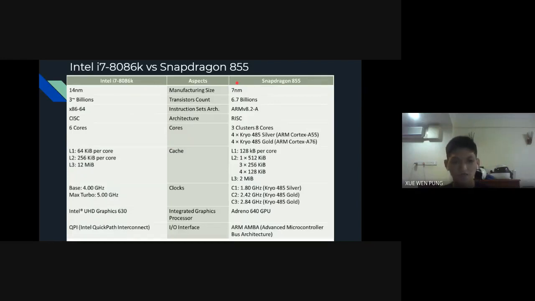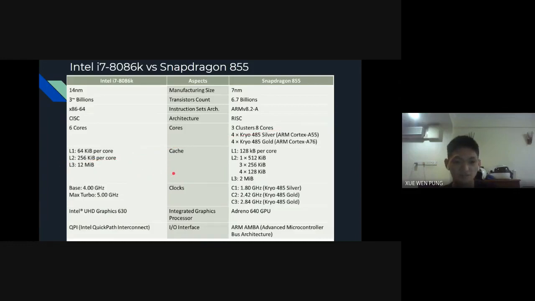The most important thing of a CPU processor is the cores. So the Intel i7 has 6 cores. Simple 6 cores, nothing special. Whereas the Snapdragon has a complicated 3 clusters of CPU cores, with a total of 8 CPU cores, which can be divided into 2: 4 Kryo 485 silver cores based on ARM Cortex-A55, and the others are Kryo 485 gold based on ARM Cortex-A76.